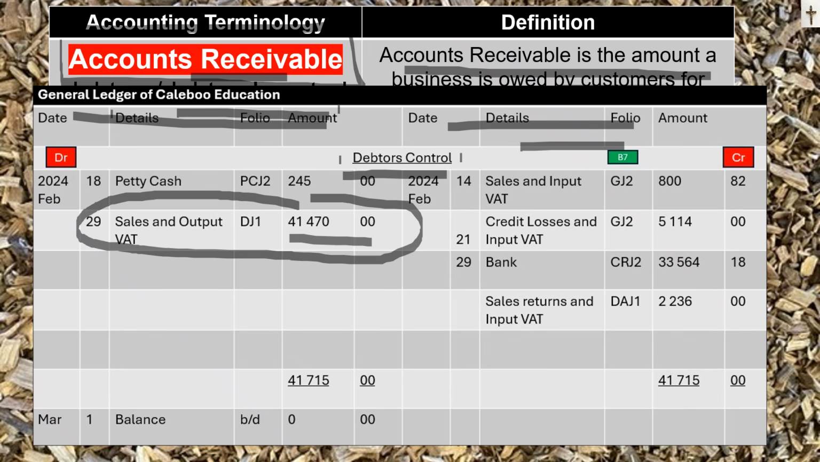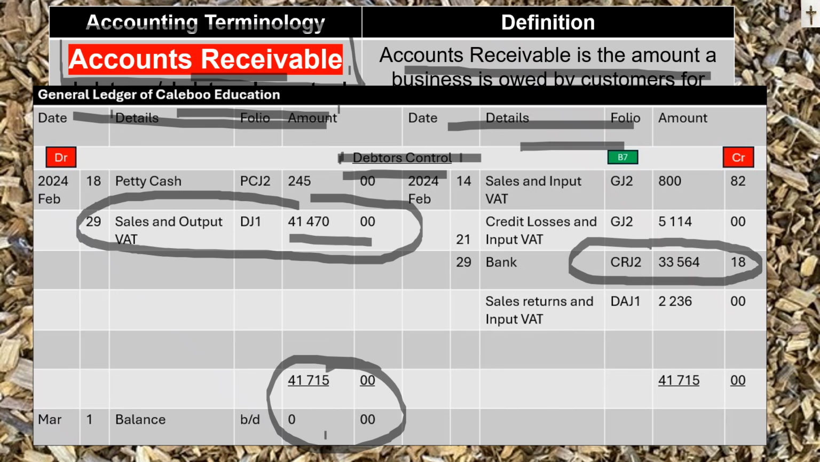At the moment, we're looking at terminology, accounts receivable, debtors control. So I could have called that account there accounts receivable. And there's a balance brought down of 0, which means that worked out quite nicely. All our debtors paid. There's the money we received, and then there were a few other transactions like discount allowed, bad debts. More about those later.